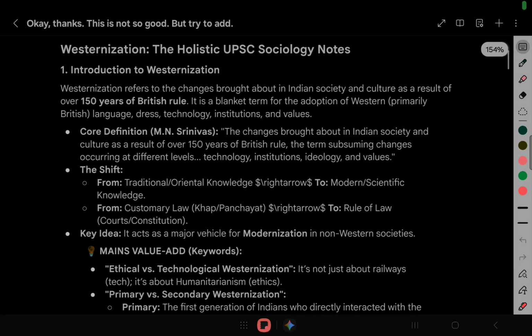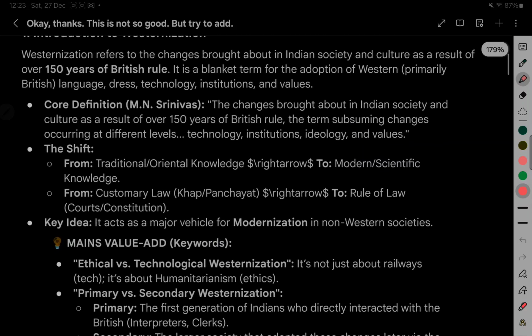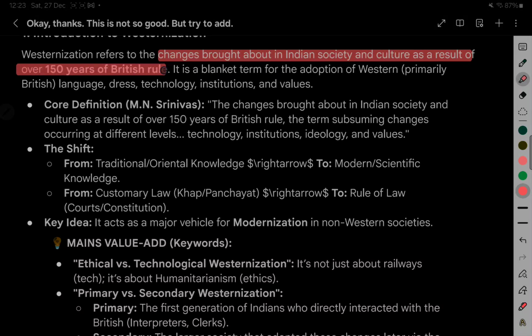I have also inserted a new section on Westernization in the holistic UPSC sociology notes. 1. Introduction to Westernization. Westernization refers to the changes brought about in Indian society and culture as a result of over 150 years of British rule.